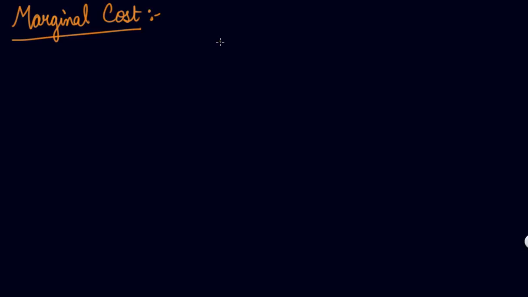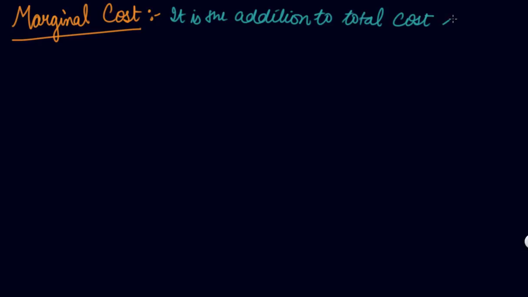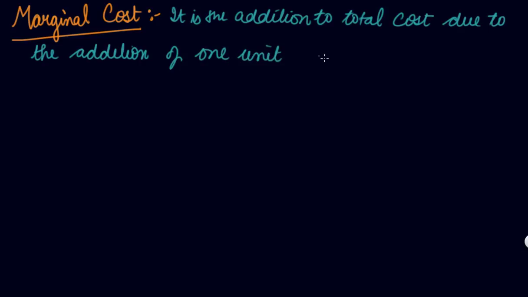So your marginal cost is the addition to total cost due to the addition of 1 unit of output.